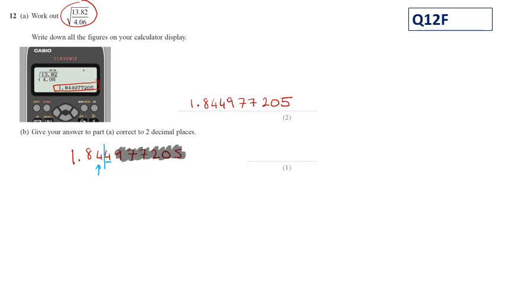Okay, so the number after the second decimal place is 4, and the rule when rounding is if it's 5 or more, then you round up, and if it's less than 5, then you keep it the same. Here I've got 1.84, the digit after the line is 4, so I'm going to keep this 4 the same. So I'm going to write 1.84. That's it. That's my answer.